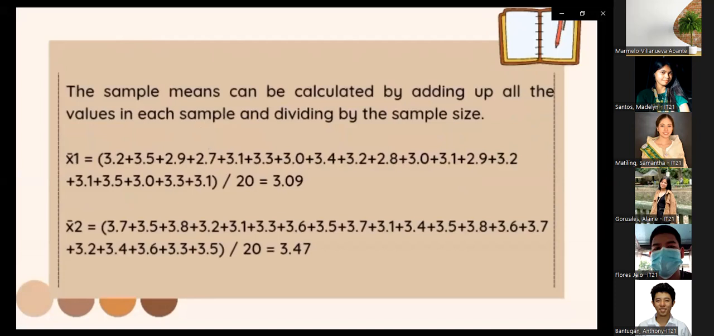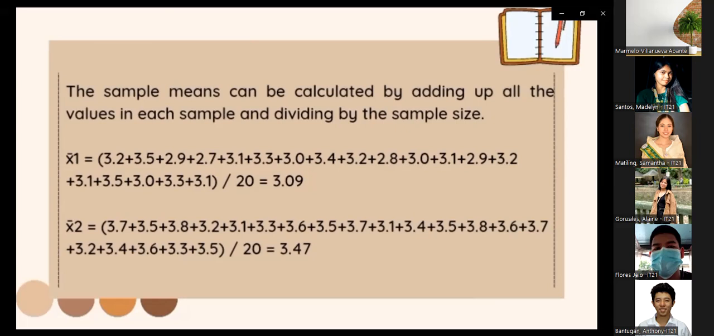The sample means can be calculated by adding up all the values in each sample and dividing by the sample size. x̄1 equals 3.2 plus 3.5 plus 2.9 plus 2.7 plus 3.1 plus 3.3 plus 3.0 plus 3.4 plus 3.2 plus 2.8 plus 3.0 plus 3.1 plus 2.9 plus 3.2 plus 3.1 plus 3.5 plus 3.0 plus 3.3 plus 3.1, divided by 20, equals 3.09.